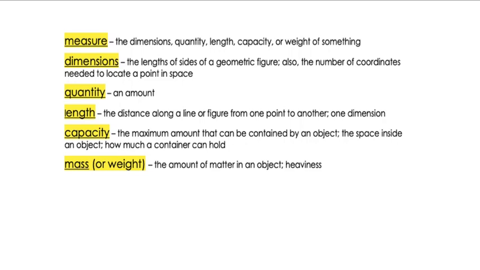Capacity is the maximum amount that can be contained by an object. It's the space inside an object or how much a container can hold, kind of like volume. That is capacity. Mass, or another word is weight. You'll start to see mass being used more often in math and especially in science. And that refers to weight, which is the amount of matter in an object or its heaviness.